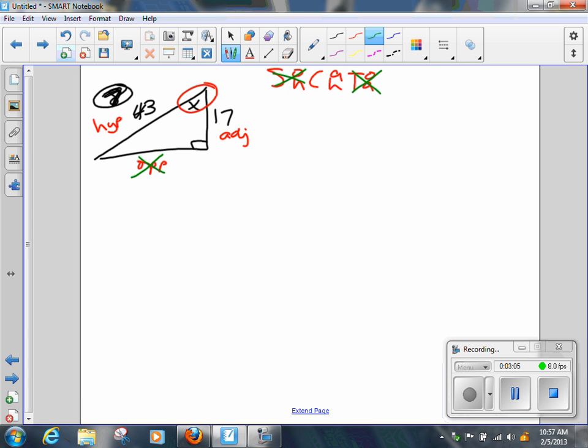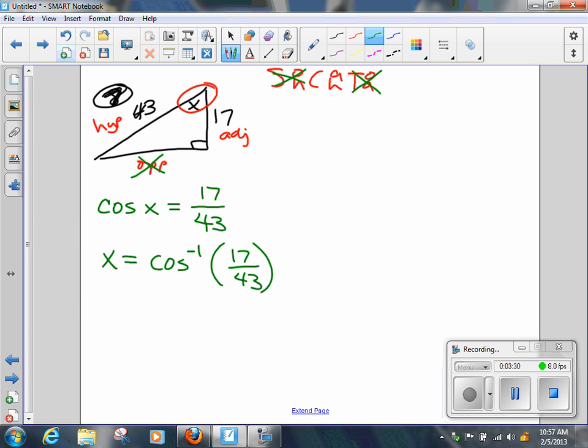Cosine of x is equal to adjacent over hypotenuse. Now, here's the thing. When you're finding an angle measure, I know that I've got to find that angle by using the inverse cosine. And it's all calculator work, folks. Second cosine, 17 divided by 43, which gives you approximately 67 degrees. Okay? 67 degrees. Questions? Does that help on 7?